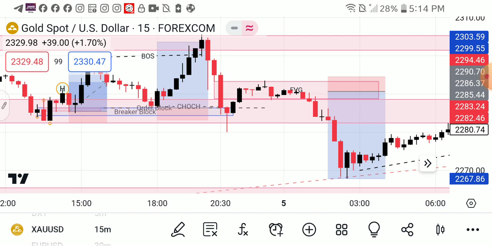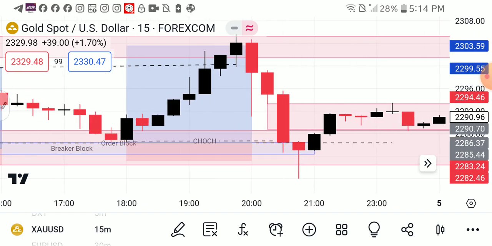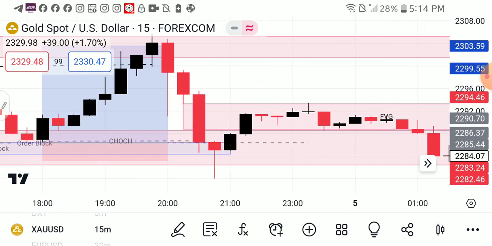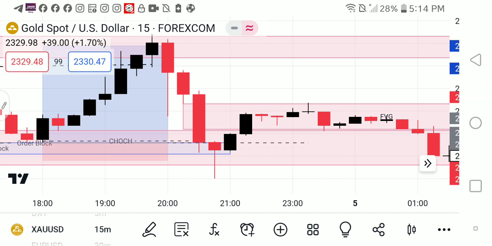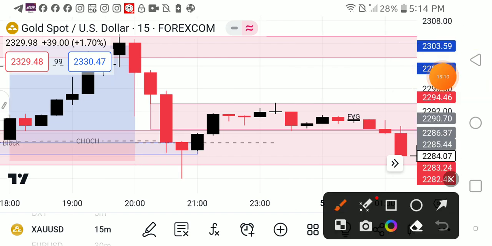Let me increase this. So this is the fair value gap right here. The fair value gap is this candle, this wick, and also this upper part of this candle. The space between this candle and this candle is the fair value gap. If you can see, I marked it out already as FVG. So that is my breaker block, my fair value gap.